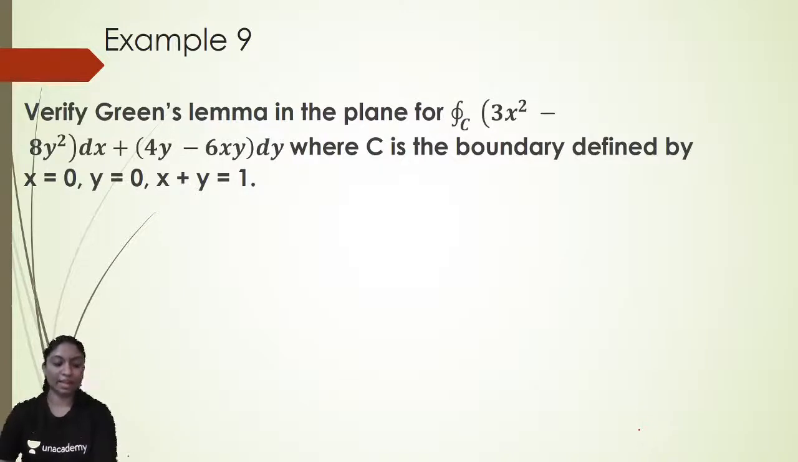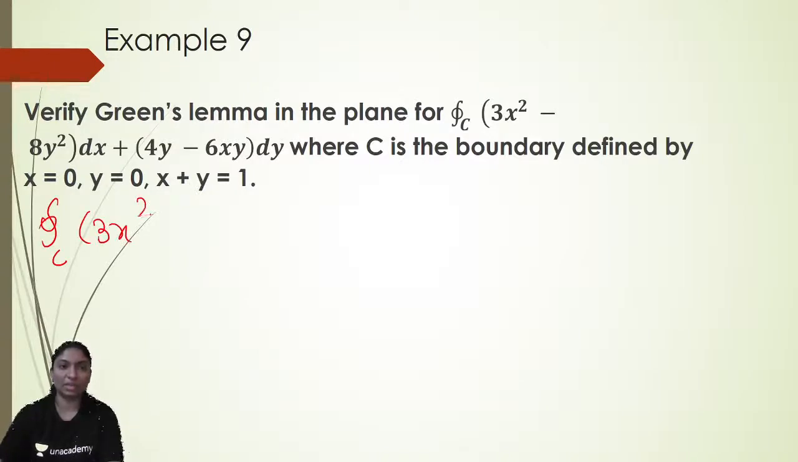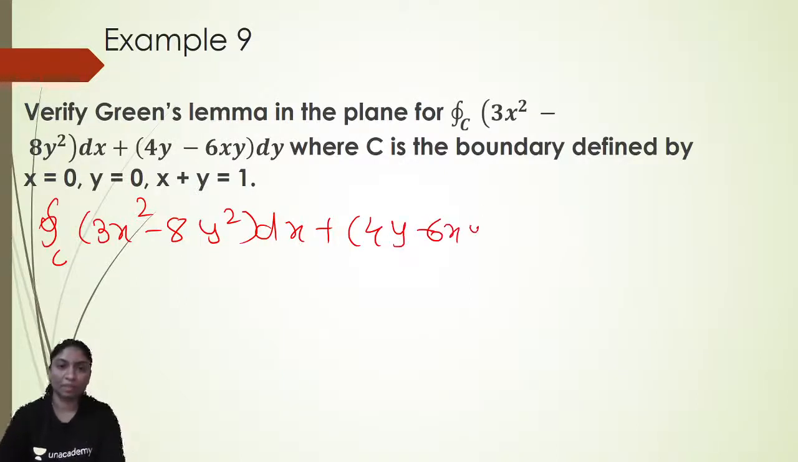Now, verify Green's lemma here. Verify the Green's lemma in the plane for closed integral over C of (3x square minus 8y square) dx plus (4y minus 6xy) dy, where C is the boundary defined by x is equal to 0, y is equal to 0 and x plus y is equal to 1.